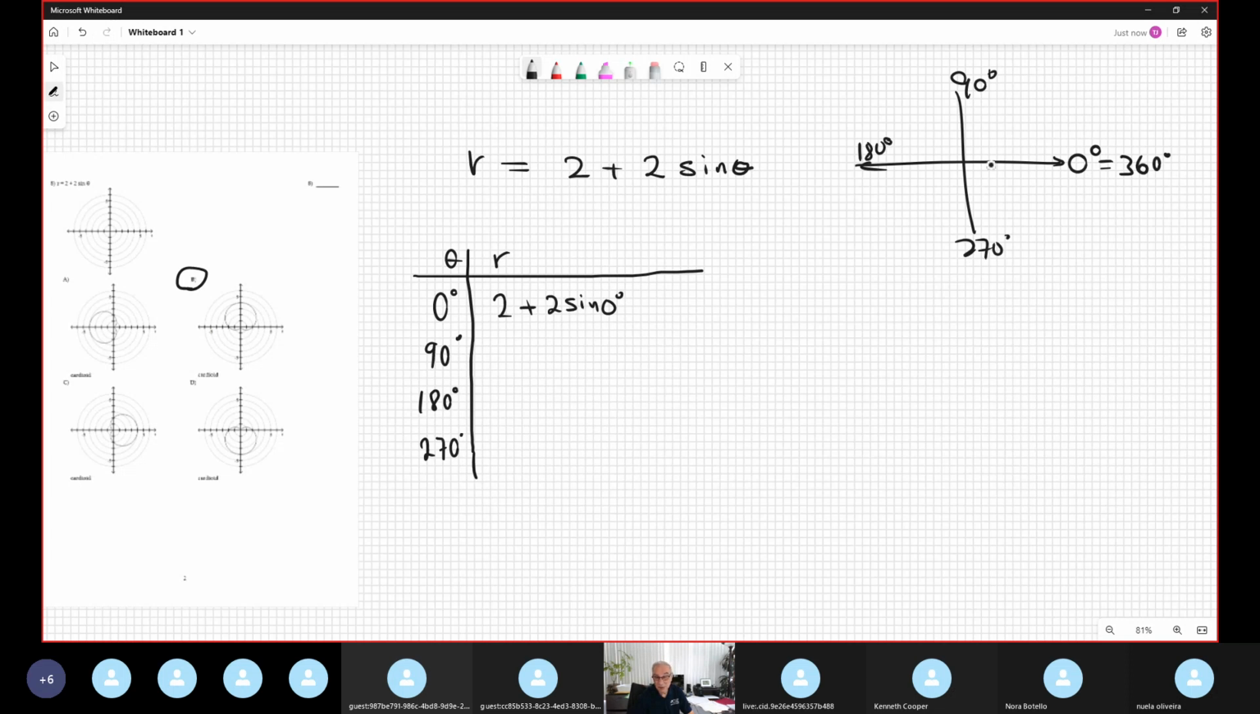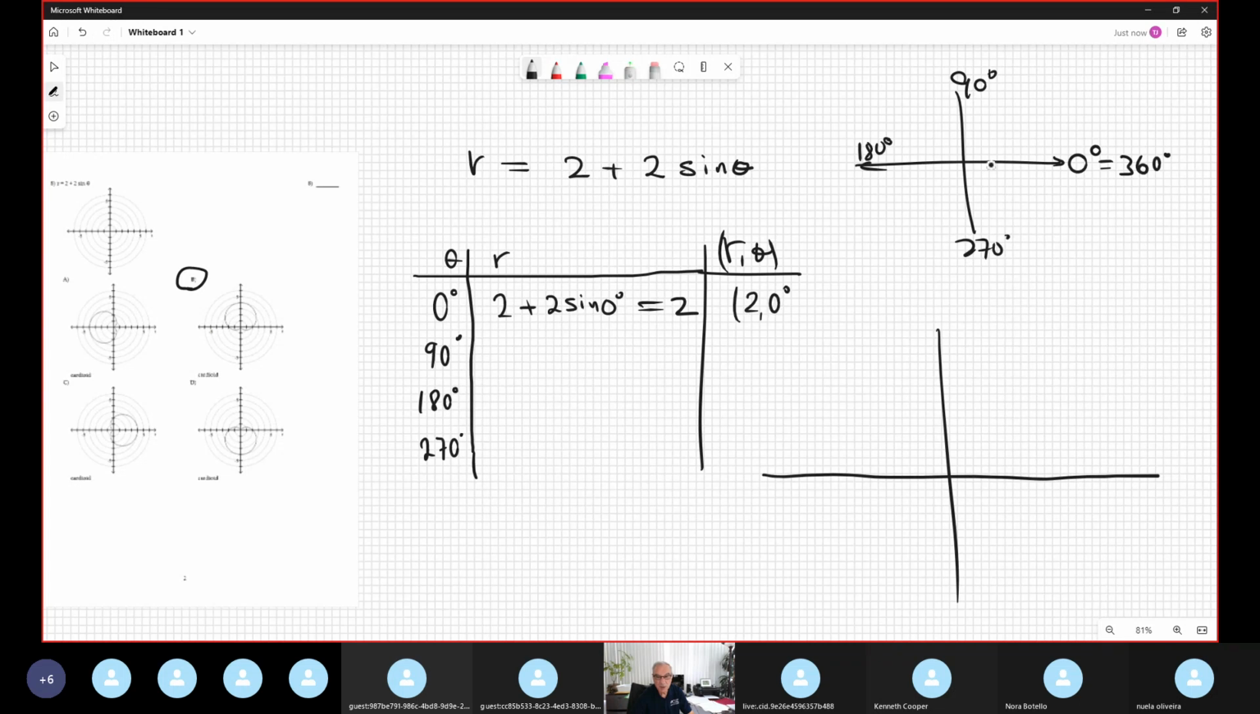Sine 0, I know que es 0. I need to remember. Entonces, it's 2. When I plot that, let me try here, plot. That point in polar is the point r, theta is 2, 0 degree. And 2, 0 degree is here, 1, 2. This is x-axis, this is the y-axis. Make sense?